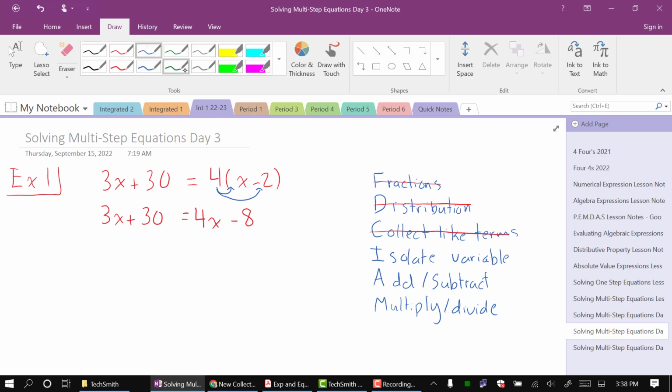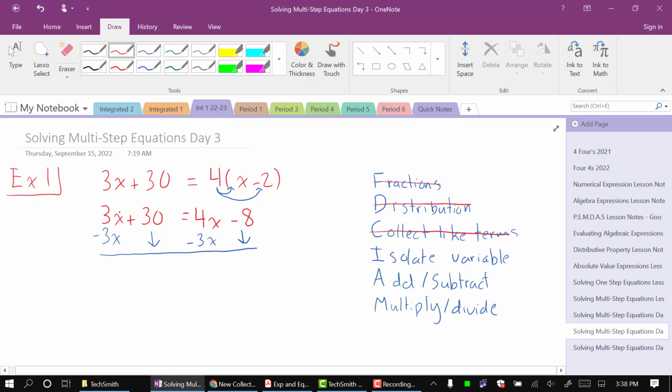Next up, I want to isolate the variable on one side. I currently have it on the left and on the right. So what I'm going to do is get rid of my smaller variable. 3 and 4, 3 is going to be my smaller variable. So I'm going to subtract 3x from both sides. I'm not doing anything with the 30 and the negative 8, so I'm just going to go ahead and bring those down so I don't forget about them as I'm solving out this problem.